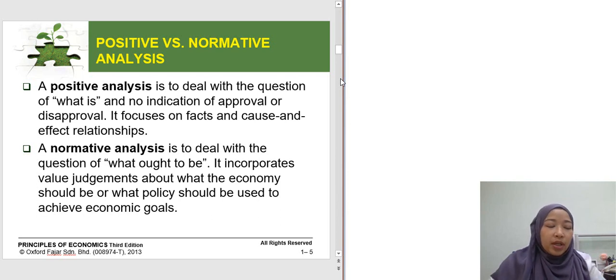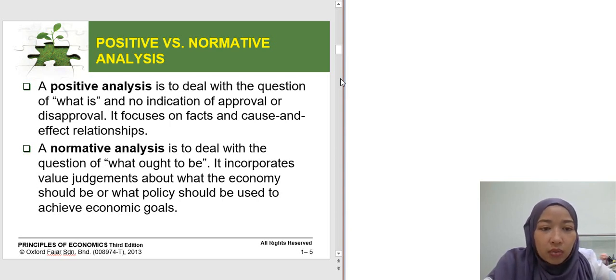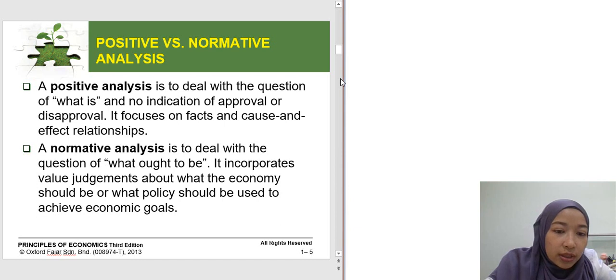I will give you one example of a positive statement. An increase in tax will cause demand to decrease. That is a positive statement. An increase in tax will cause demand to decrease.